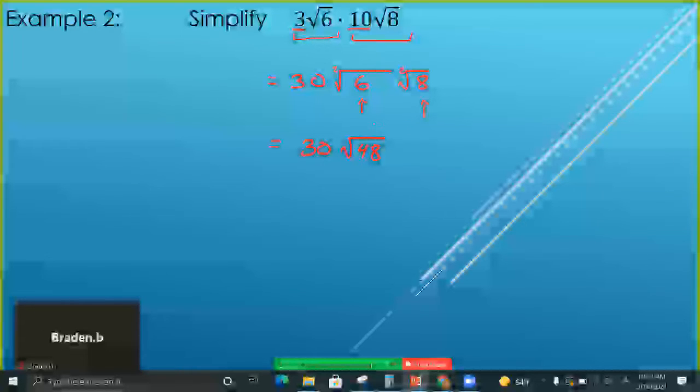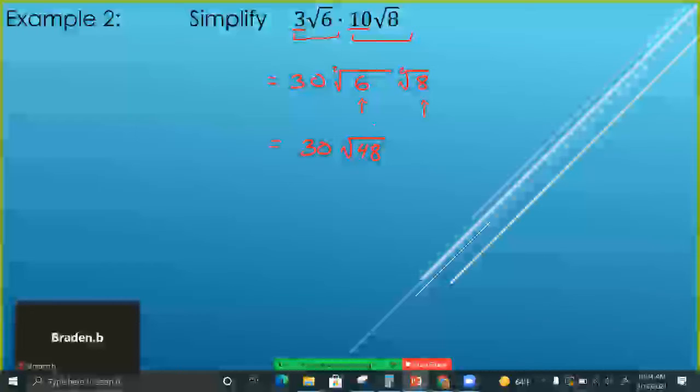Questions so far? No? Okay. So this almost looks like we're done, except let's check and see if we can clean up that root 48, meaning can I pull out any number from inside there? So to figure it out, we make our factor tree. Side work. 48 is 2 times 24, 2 times 12, 2 times 6, 2 times 3.